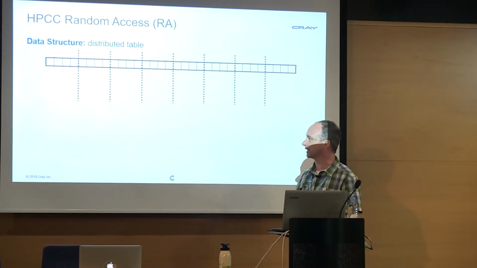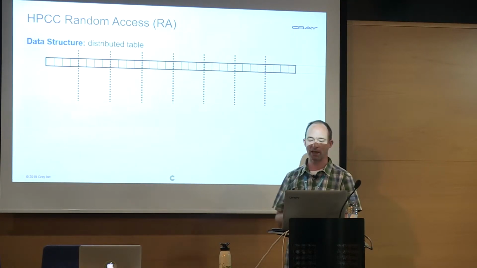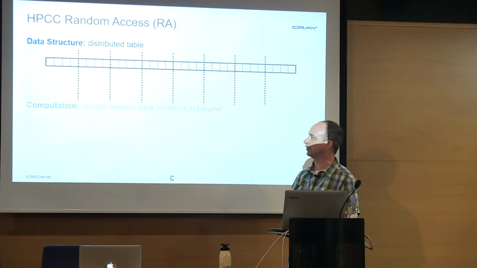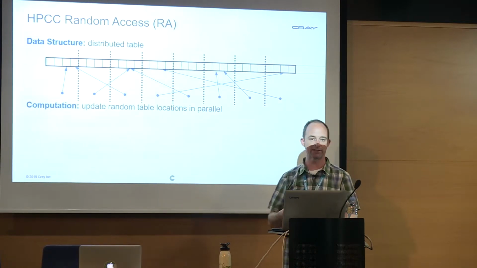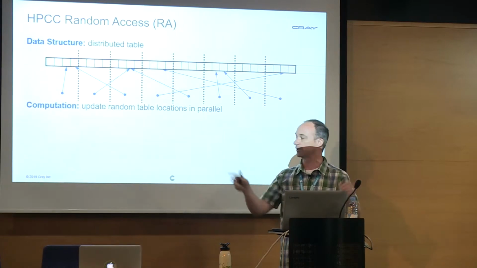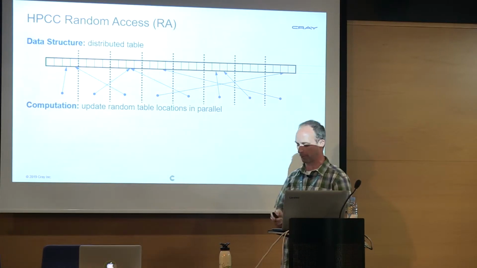So let me go now to a slightly more interesting computation, although still a very simple one. This is the random access benchmark. If you're not familiar with it, you have a 1D distributed table, and then you're basically doing a number of computations against that table at random simultaneously. So just kind of randomly updating various elements across the table, across distributed memory.